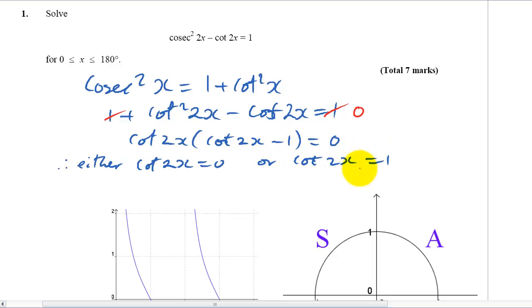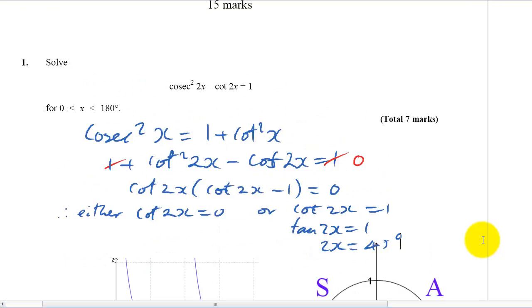Now, what most people do here is they realize that cot 2x is just 1 over tan 2x. Now, if you do 1 over 0, you get an undefined thing, and that causes a lot of problems here. Let's leave that for one side at the moment, and let's look at what happens when we turn cot 2x into tan 2x, and we still get equals 1. You realize when tan 2x equals 1, you should know that 2x equals 45 degrees. We're working between 0 and 180.